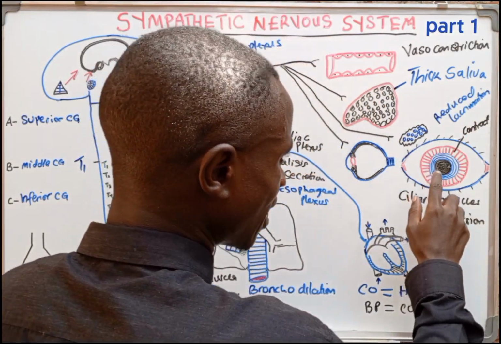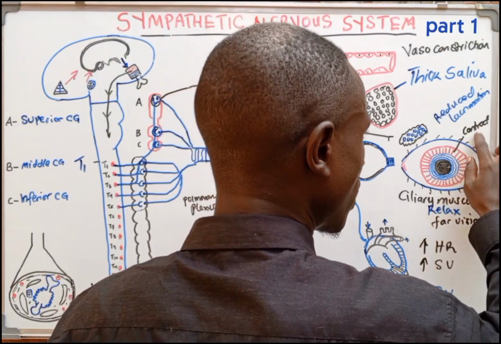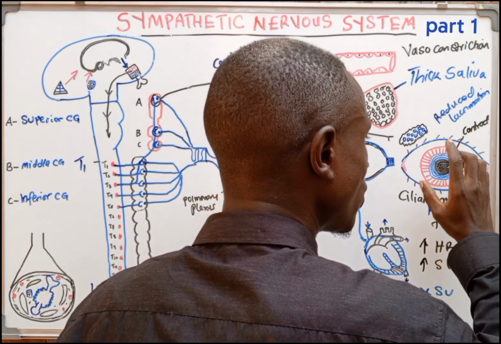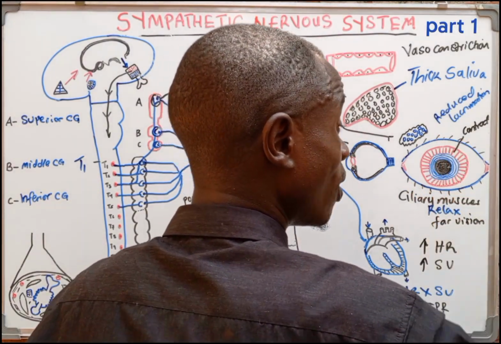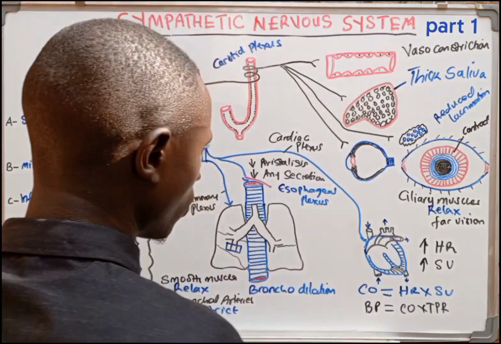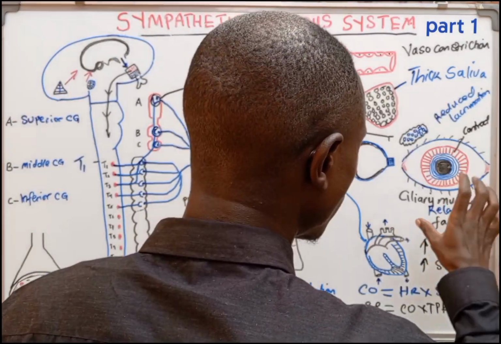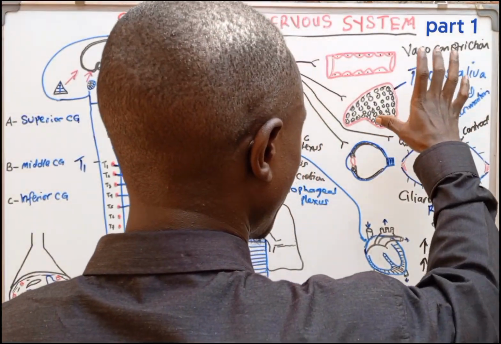Okay, we also said that that's going to be helping in the contraction of the dilator pupillae, which will widen the pupil such that there's more light entry into the eye. Okay, that was the effect on these structures of the head and the neck.